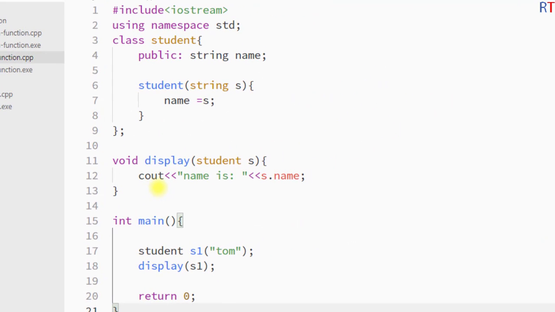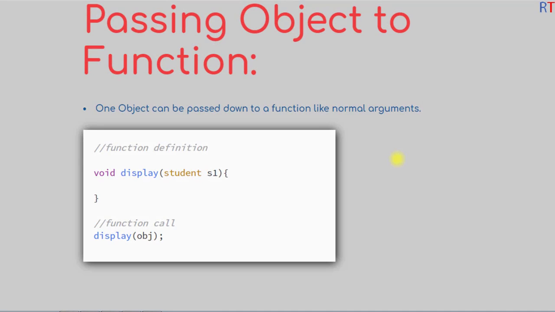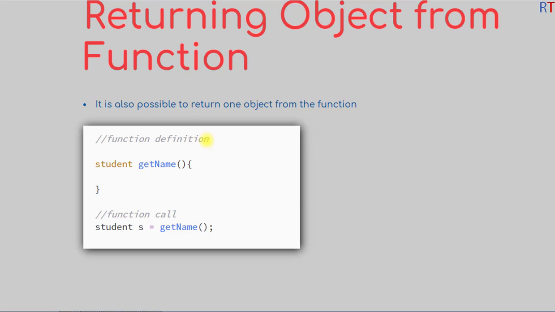So this way we can define one function which can take object as parameter, and then we can use that object and we can access the property of that object. So now we're gonna see how we can return one object from the function. So it is also possible to return one object from the function.